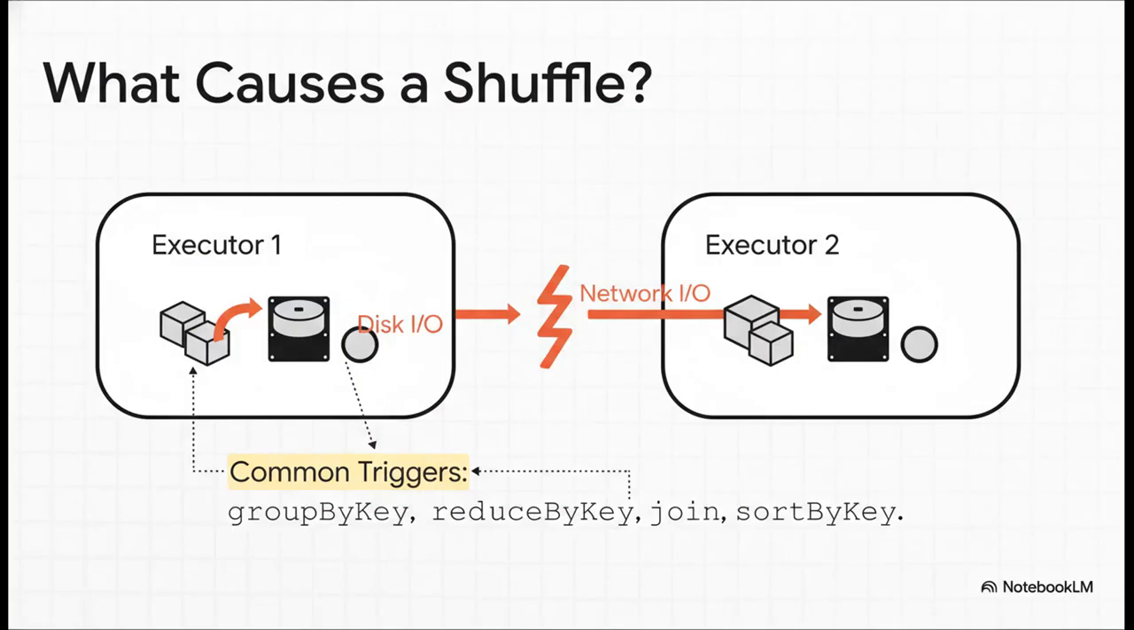Now, knowing what causes a shuffle, like a group by key or a join, that's good. But explaining why it's so bad? That's great. You have to mention that a shuffle involves writing a ton of data to disk on one set of machines and then slinging all of that data across the network to another set of machines. It's that brutal 1-2 punch of disk I/O and network I/O that just kills performance.